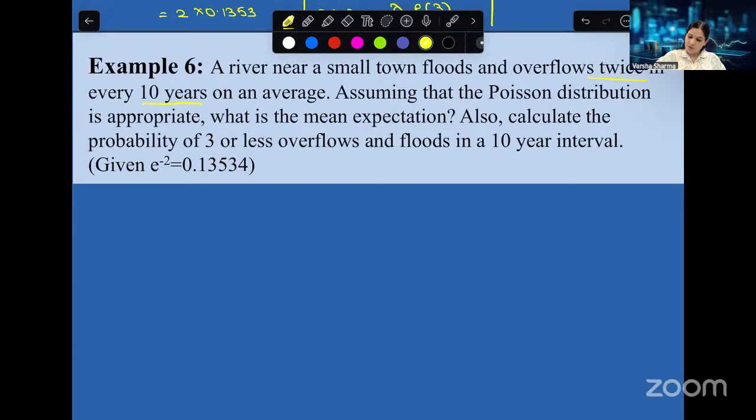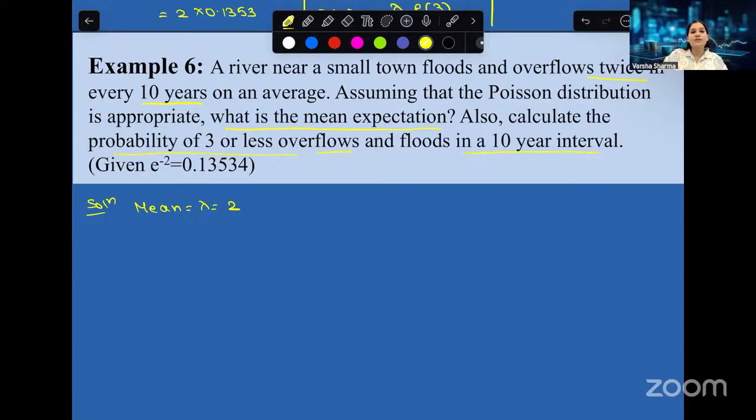Assuming that the Poisson distribution is appropriate, what is the mean expectation? So obviously the mean expectation is lambda, which is 2. Also, calculate the probability of 3 or less overflows in 10 years.